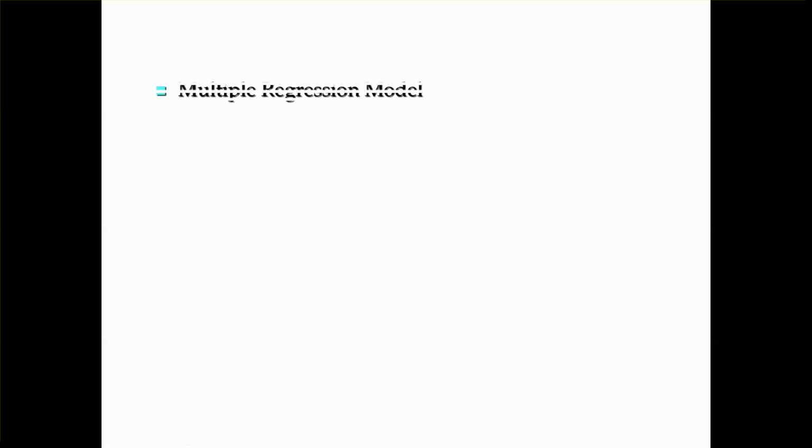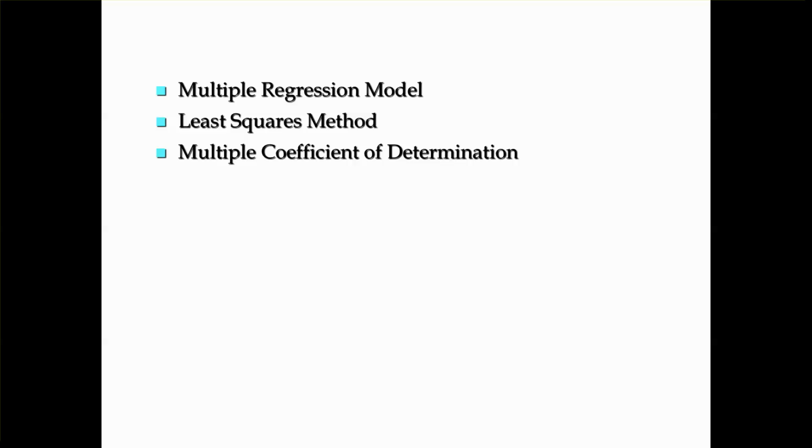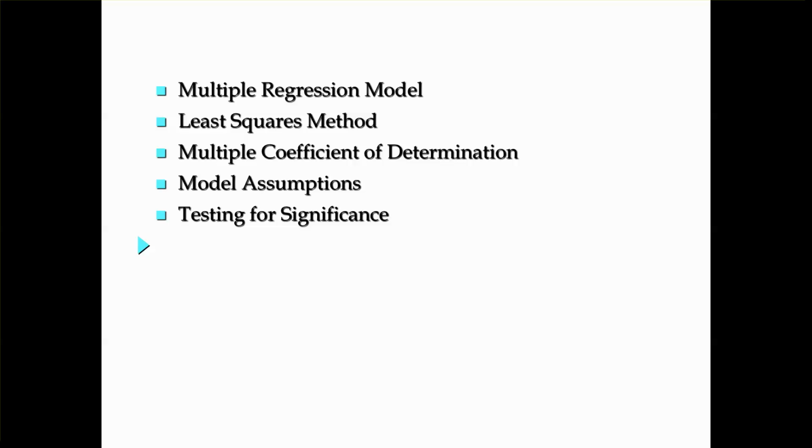For this chapter, you need to know how to use the least squares method to get the estimated regression equation. Although you don't need to know the details, you should know how to use Excel to get the answer. How to interpret the multiple coefficient of determination is another important concept we need to learn. We will mention the model assumptions, and most importantly, we will learn the testing for significance.